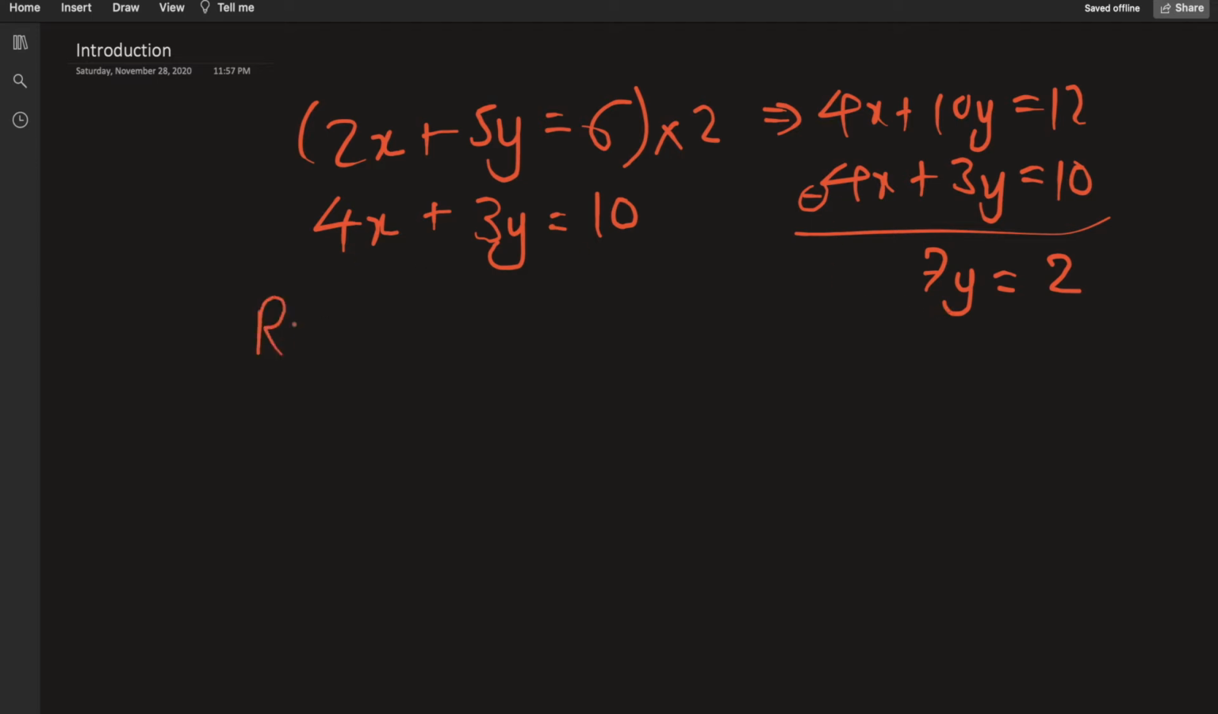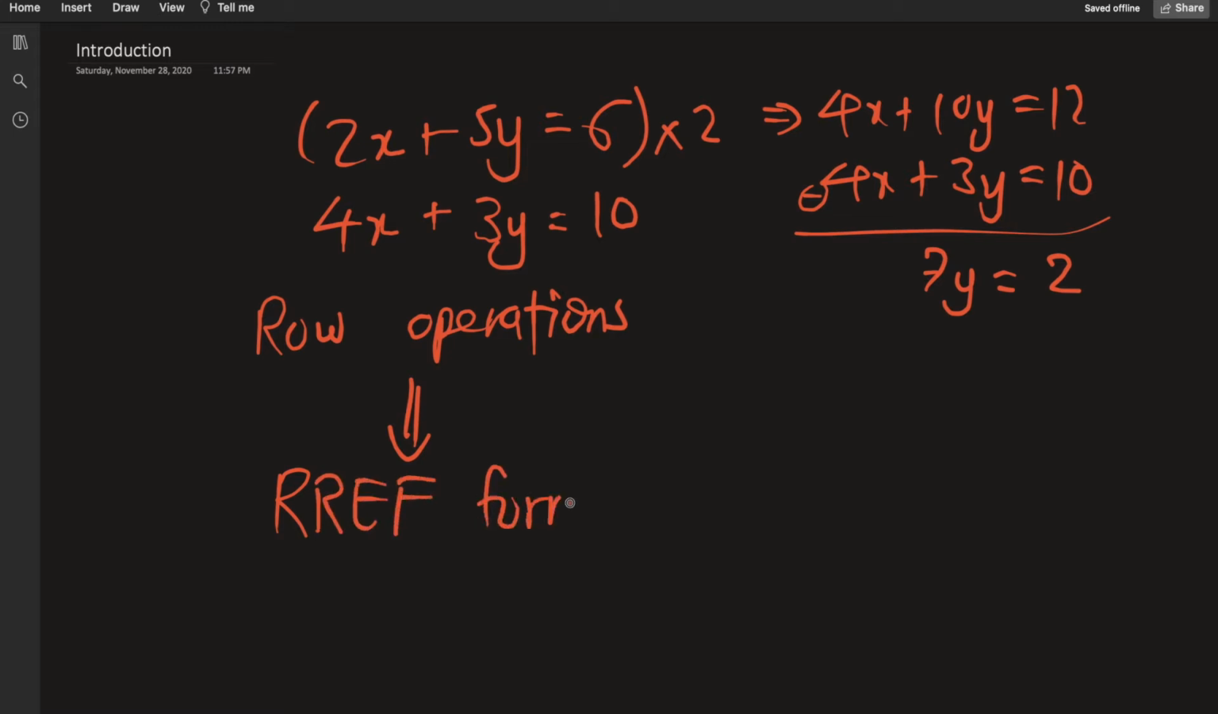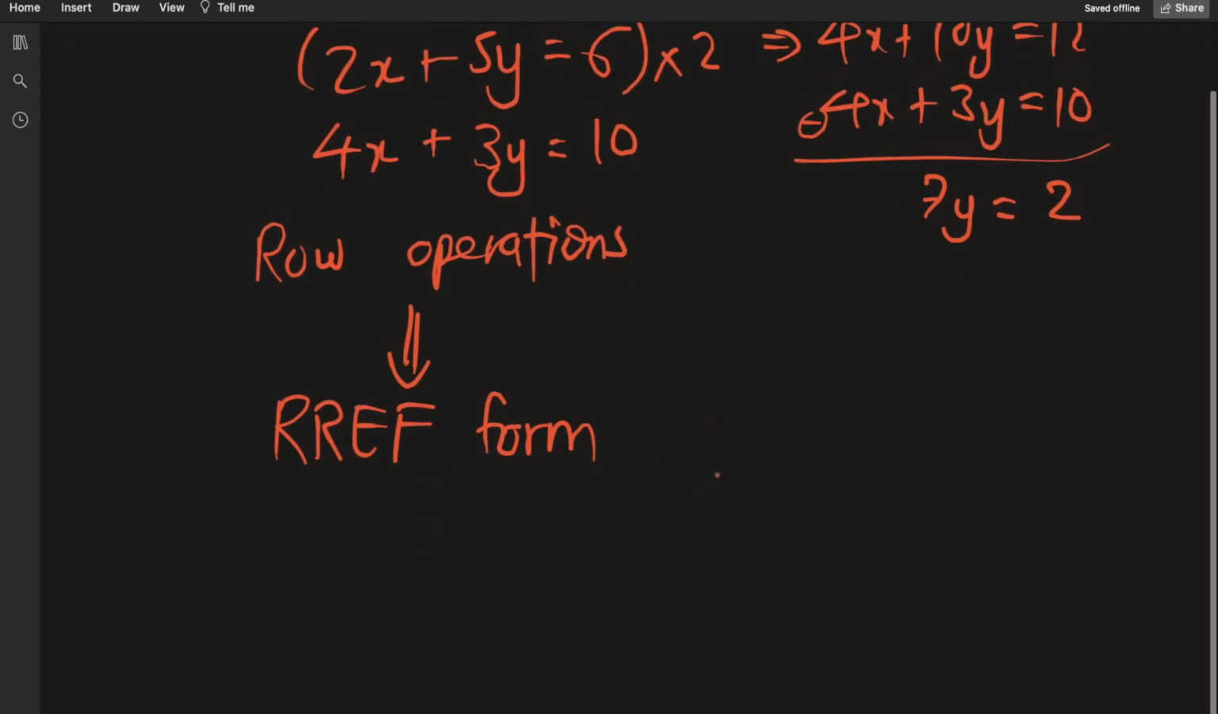So this process was basically called row operations because we took all the coefficients of these x and y and put them in a matrix. Is there a limit until which we should keep doing row operations? Yes. That limit is until the matrix is in RREF form, row echelon form. We discussed this and did a few examples, and we talked about pivotal columns or pivots and non-pivots.